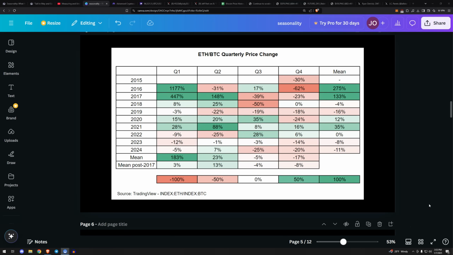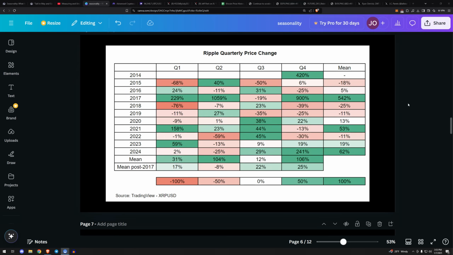And if we just look at the ETH BTC chart, it says the same thing. Q1, Q2, post 2017 has been more bullish than the back half of the year. Q4 especially, and it makes sense. If Q4 is this awful, typically, then you do tend to see some mean reversion balancing in Q1. Just as a control, if we're looking at something like Ripple, Ripple historically has had not really any seasonality whatsoever, not really much to realistically expect.